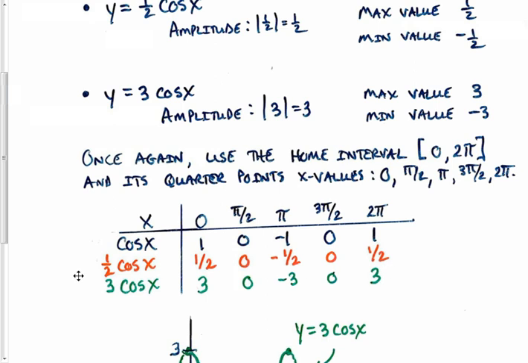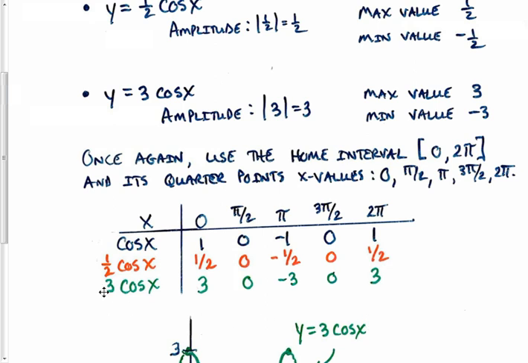Well, in the graph of y equals 1/2 cosine x, we're not changing these important x values. What's changing is how this 1/2 affects our y values. And so our new y values are going to be 1/2 of cosine x, or 1/2 of these values. So our new y value is 1/2 of 1, which is 1/2. 1/2 of 0 is still 0. 1/2 of -1 is -1/2. 1/2 of 0 is still 0, and 1/2 of 1 is 1/2.